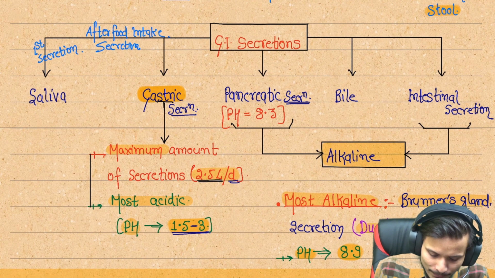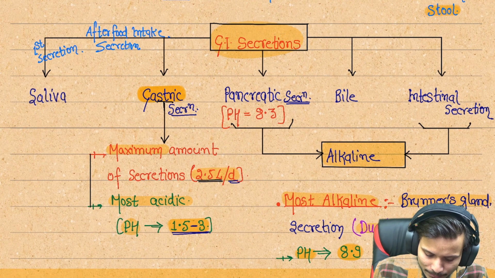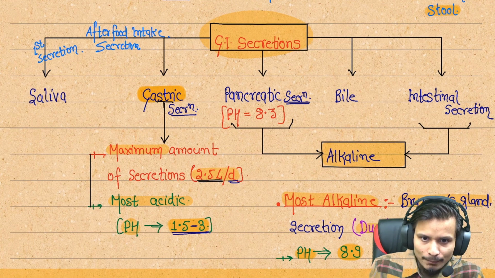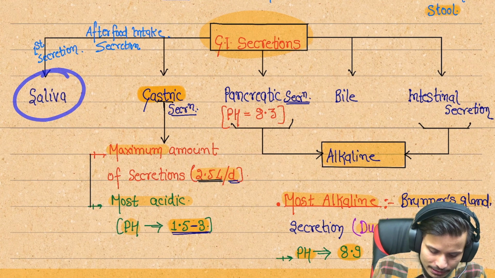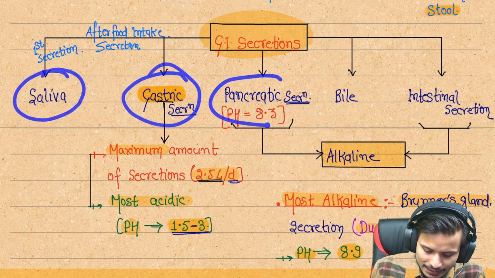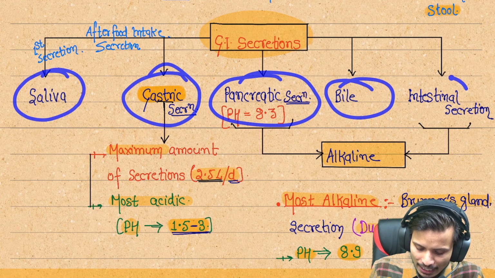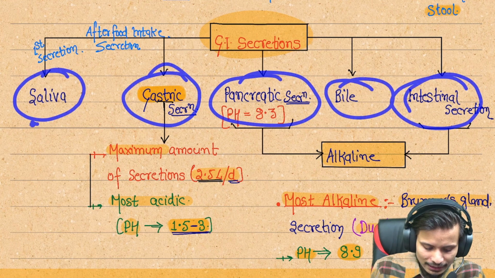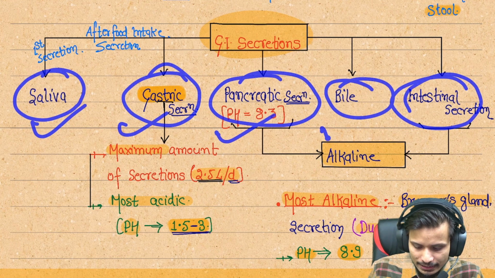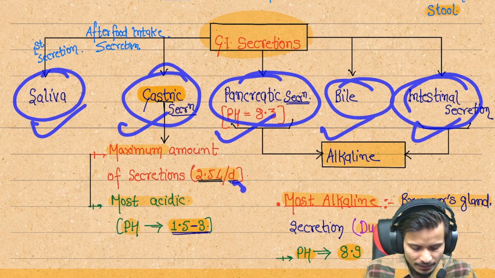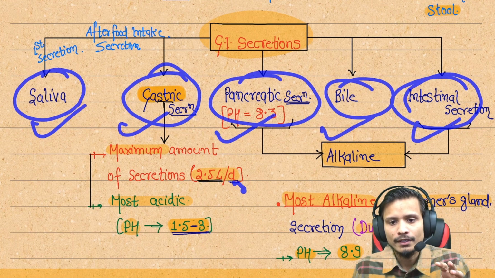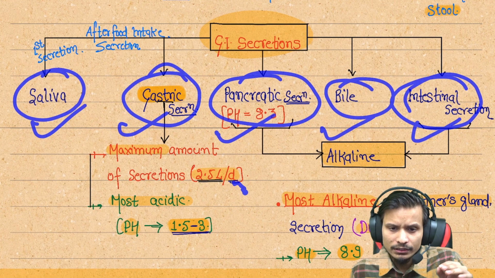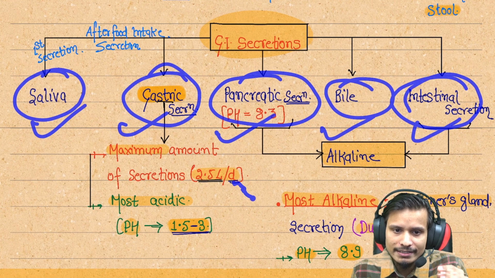So what are the main GI secretions? The main GI secretions are salivary secretion, gastric secretion, pancreatic secretion, bile secretion, and intestinal secretion. These are the 5 main components we can see here. These are the 5 main secretions which happen in our GI tract only.